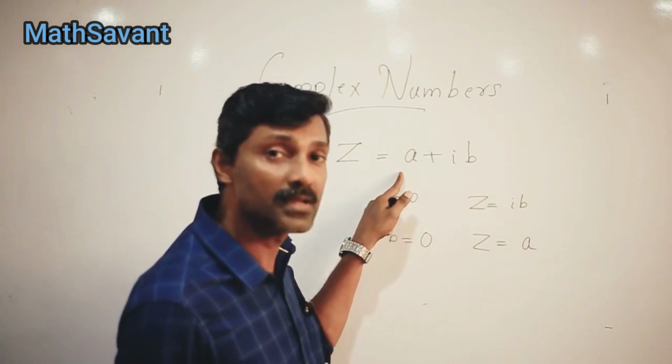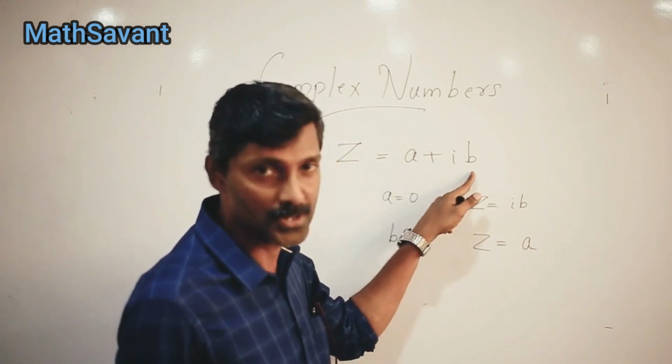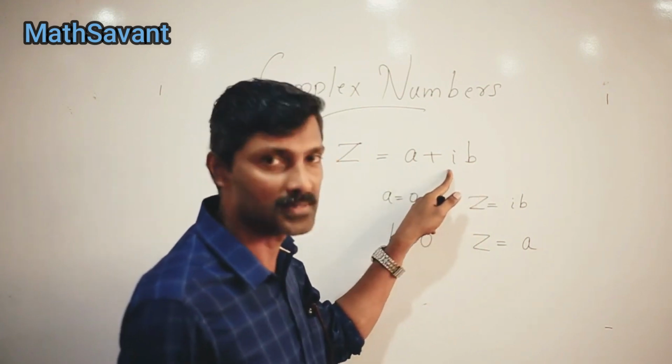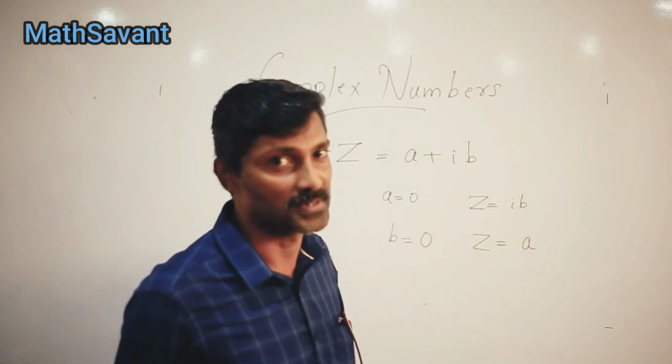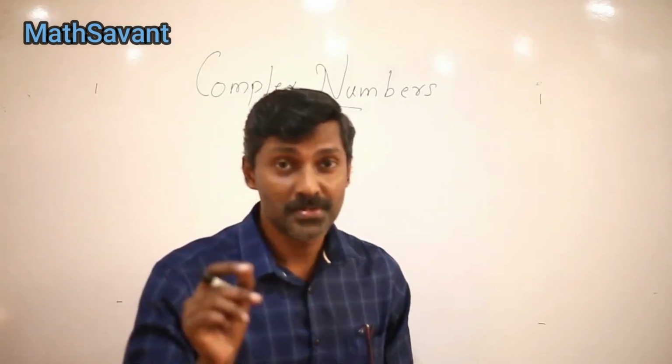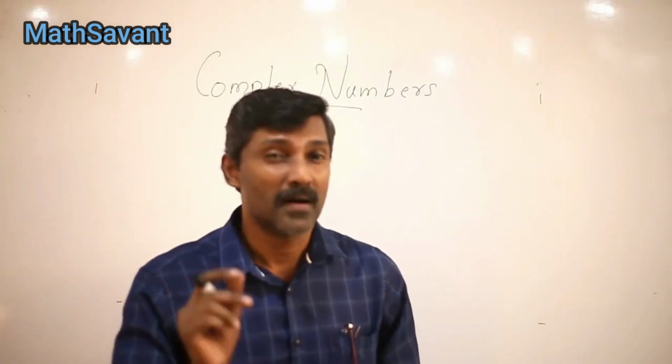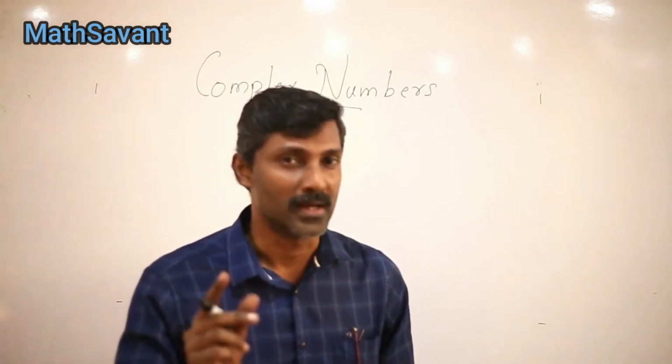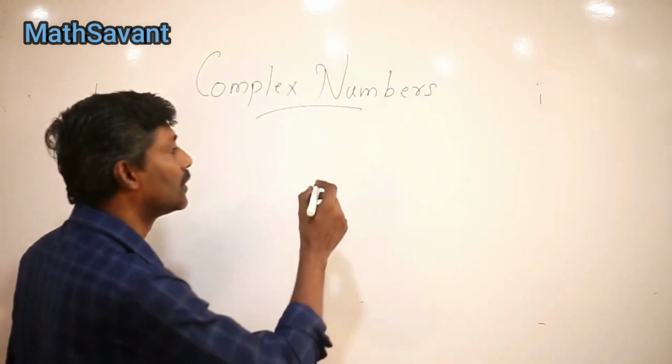we say that a is the real part and b is the imaginary part. So i makes it complex. If there is no i, there is no complex number, right? Now the most important thing is the powers of i, which you need to memorize. Okay, I'll write on the board.